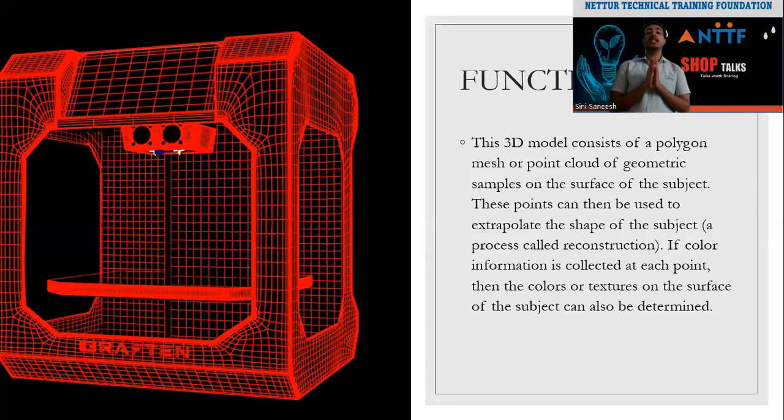Now let's talk about the function of the 3D scan. This 3D model consists of a polygon mesh or point cloud of geometric samples on the surface of the subject. These points can be used to extrapolate the shape of the object, and this process is called reconstruction. If color information is collected at each point, then the color or texture on the surface of the subject can also be determined. Then we can construct a 3D model with all this information. Here, as you can see, there is a point cloud in this figure, and this data is colored using that point cloud.